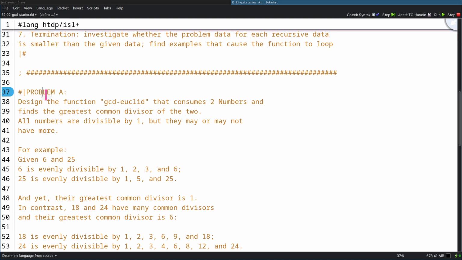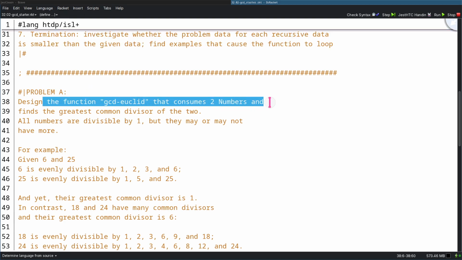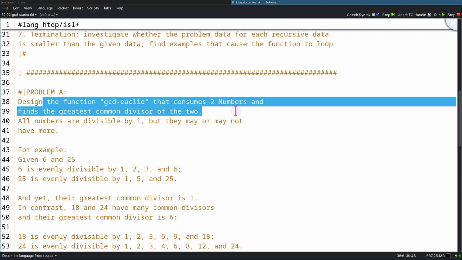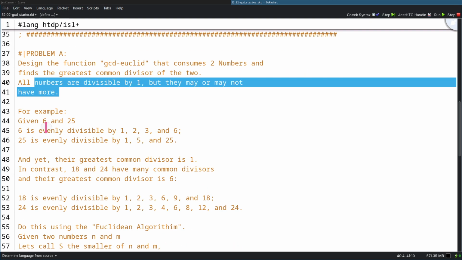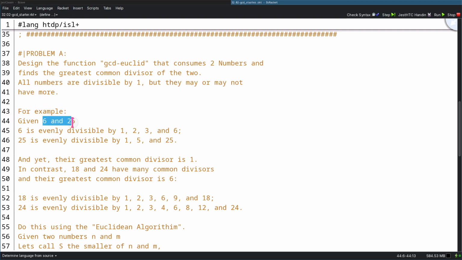All right, so problem A: design the function gcd-euclid that consumes two numbers and finds the greatest common divisor of the two. All numbers are divisible by 1, but they may or may not have more shared factors, right? So for example, given 6 and 25, notice that 6 is even and 25 is odd. So it's likely that they're not going to share many common factors.